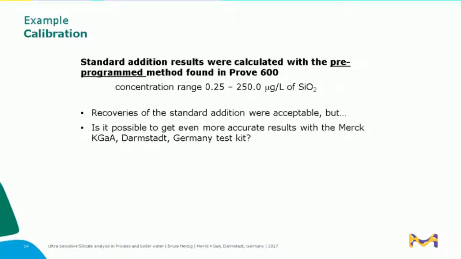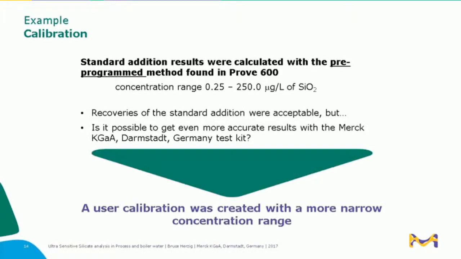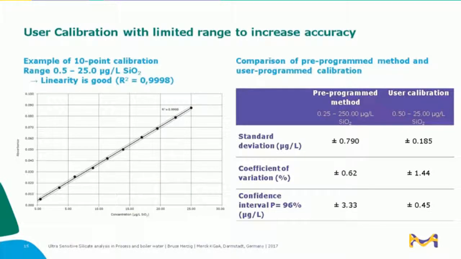But what we found is it is possible to get even more accurate results with the Merck KGaA Darmstadt test kit. And we do this by creating a user calibration with a more narrow calibration band. So here's an example of that calibration. We did a 10-point calibration in a range of 0.5 to 25 micrograms per liter of silicate.